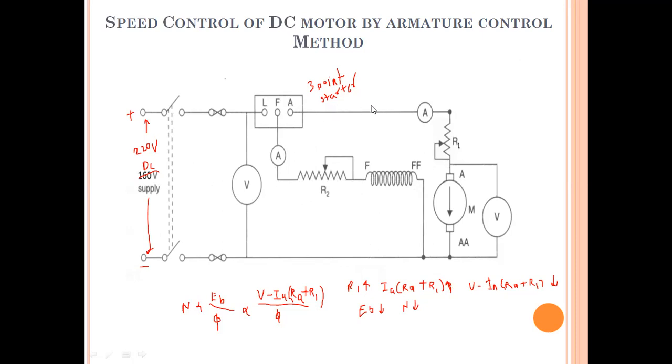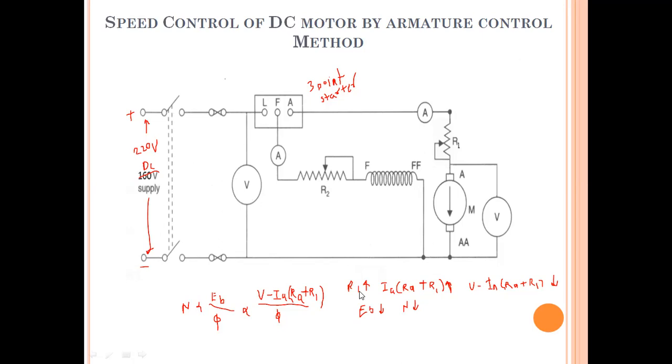Then ammeter and rheostat is connected in series with the armature. A voltmeter is connected parallel with the armature. So N is proportional to EB by phi. EB can be written as V minus IA into RA plus R1, by phi.